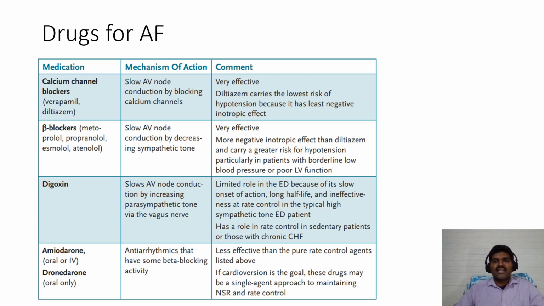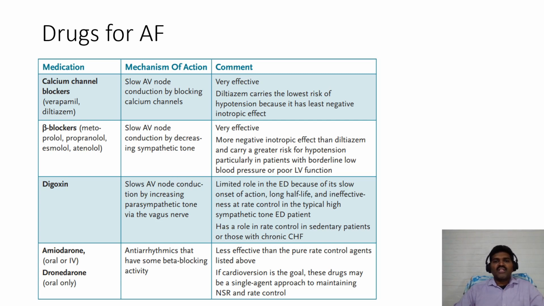The next option includes beta blockers, especially metoprolol. You can use propranolol, esmolol, atenolol also. They slow the AV conduction by decreasing the sympathetic tone. They are also very effective in rate control, but have more negative inotropic effect than diltiazem and carry greater risk for hypotension, particularly in patients with borderline low blood pressure or poor LV function.